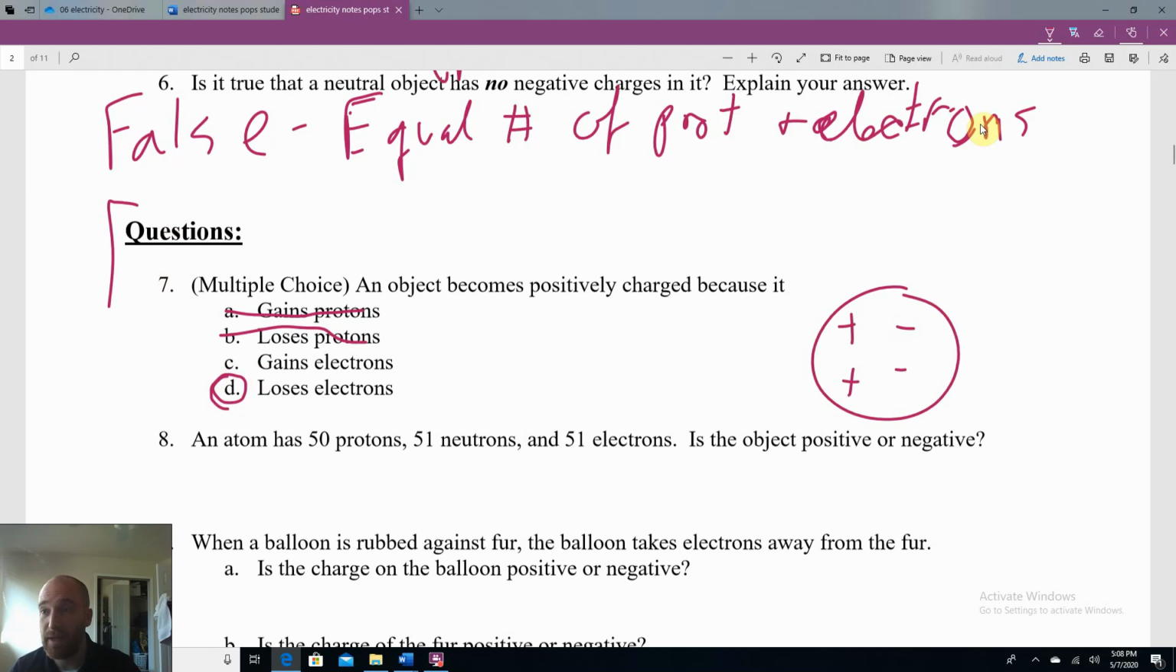So I want to make this positive. But I can't move these positive protons. That just does not happen. Well, I can't add positives to it, so what if I took away a negative? Electrons can move. This is an allowable thing. Now this is positive, right? Because it has more positives than negatives. So that's why it makes sense that it loses electrons. But these protons never move.